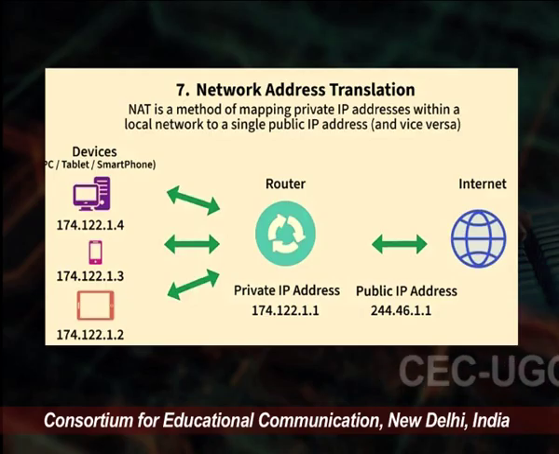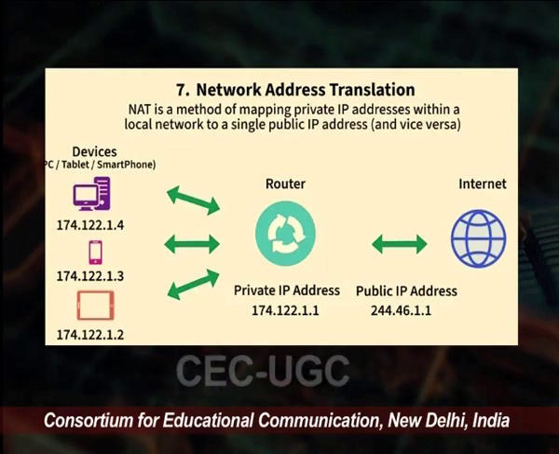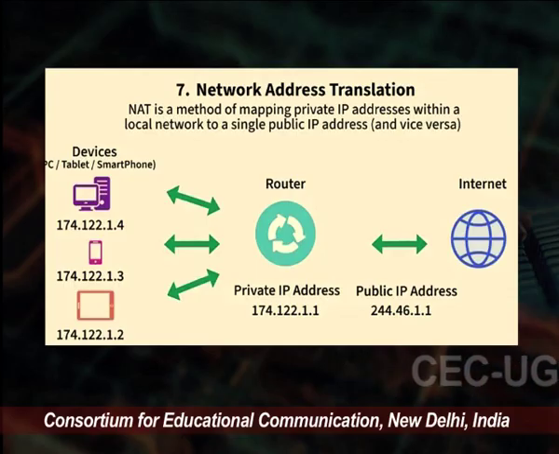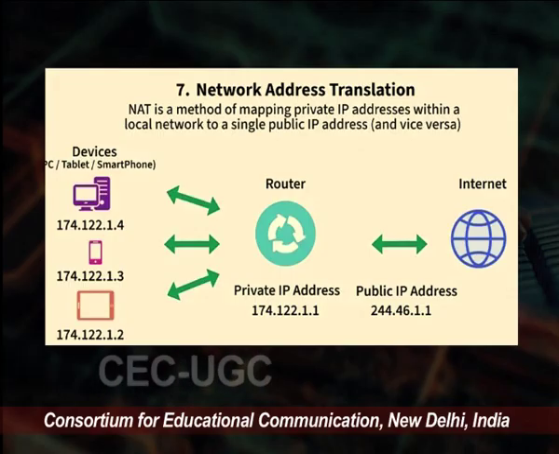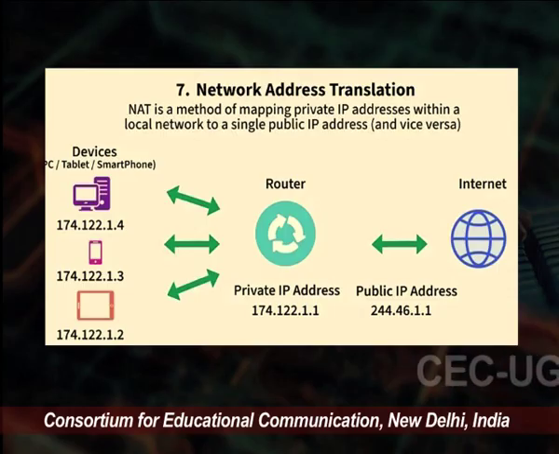And if we want to look into this figure again in order to understand the process of network address translation. Here, on one hand, you can see a public network, which has been named the internet. Now, the public IP address is 244.46.1.1, and when it has been changed into a private IP address, or mapped onto a private IP address.